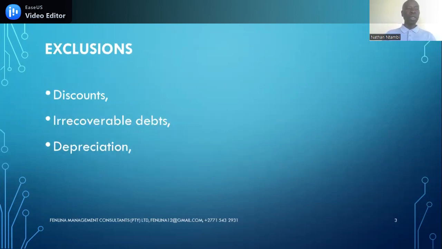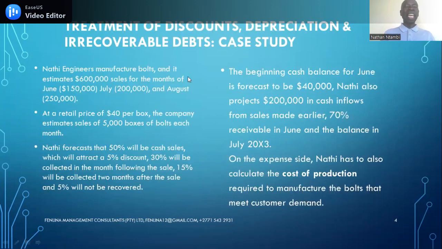We also talked about the exclusions, that discounts should be deducted from the total sales, which will not be received. Irrecoverable debt should not be included because it's also not going to be recovered. Depreciation, being a non-cash item, should also not be included. This is an example of how to treat discounts, depreciation, and irrecoverable debts.